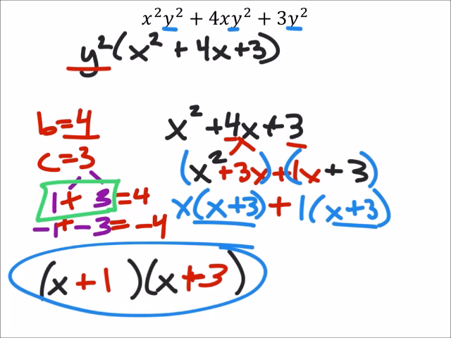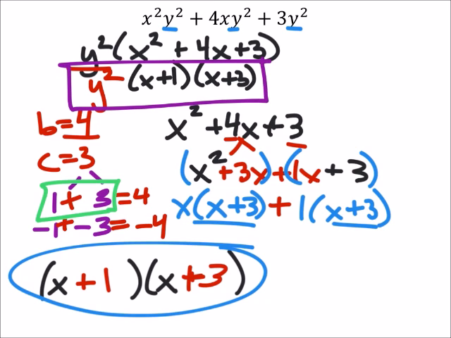Yes, that is just what was inside the parentheses. Thanks for bringing that up. So we have an x plus 1 and an x plus 3. And I guess we don't really need those blue ones. But we got the y squared, and this would be our final answer.